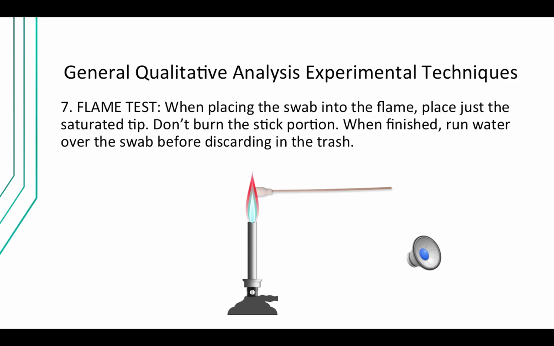So lastly, experimental techniques on the flame test. When you're placing the swab into the flame, make sure that you're only putting in the saturated tip. Do not put in the wooden portion of the swab. And when you're finished, make sure to put your swab in water and then discard it in the trash, because sometimes there might be a flame still in there. You don't want to burn up the trash can, so make sure to wet the swab before you throw it in the trash. Very important.